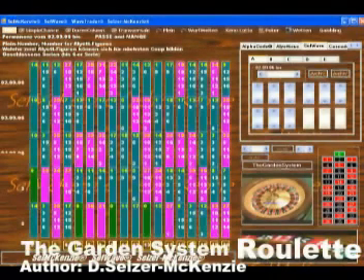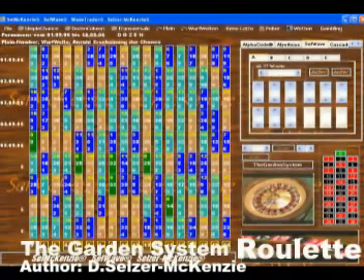Always remember, there is a maximum of 10 spins to be 12 units up. Never forget that. After spin number 10, from the time you started to place bets, your objective is to be minus 12 units down. Do not try to profit after the 10th spin. If you do that, you are not playing the garden system properly.